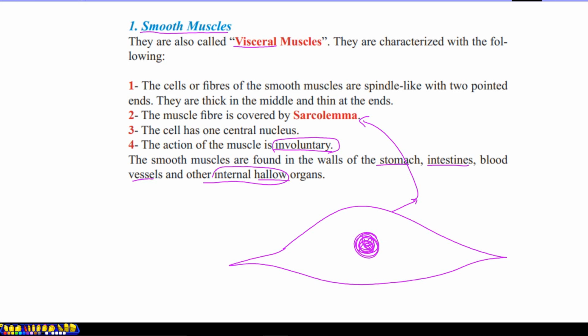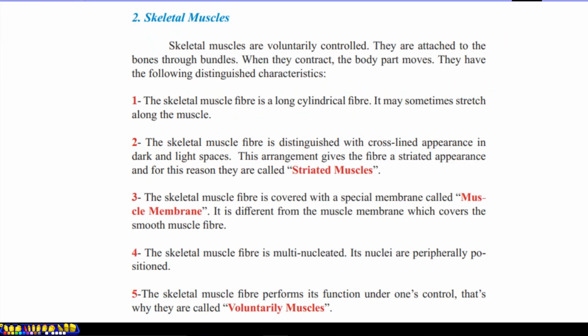We need details about smooth muscles, especially to compare them with skeletal muscle or heart muscles. Skeletal muscles are voluntary muscles, which means they can be controlled. They are attached to the bones through bundles. As we said, smooth muscles are found in the walls of internal organs, but skeletal muscles are connected to the bones. When they contract, the body part moves.